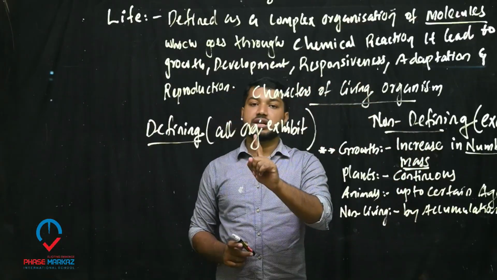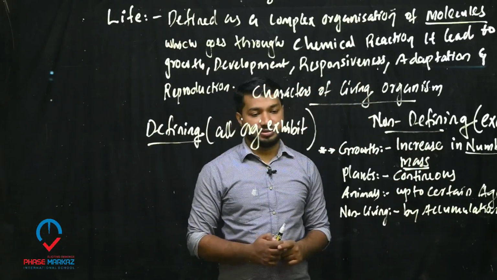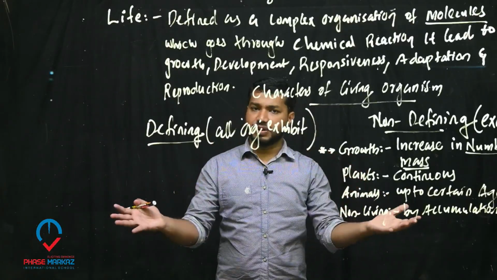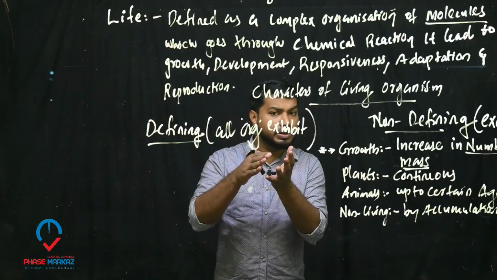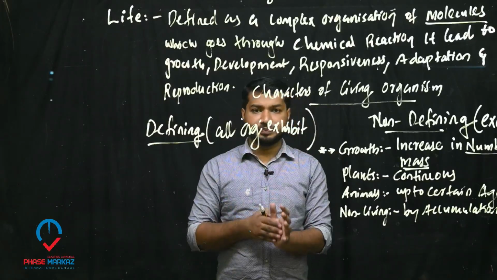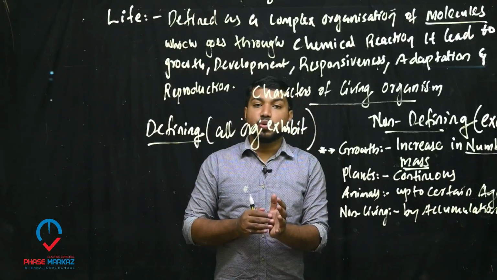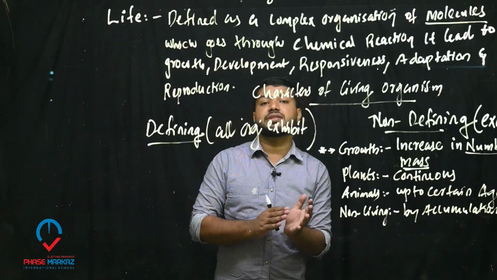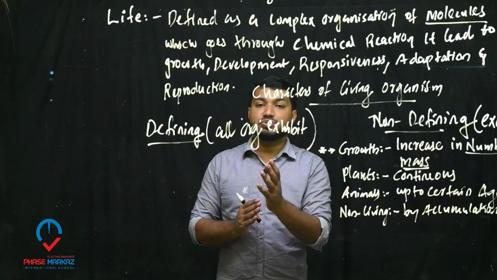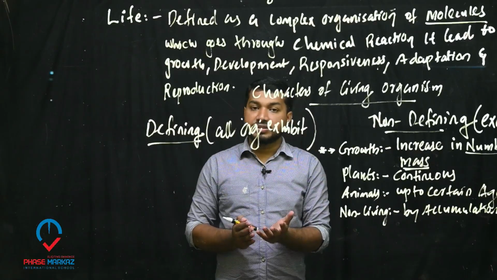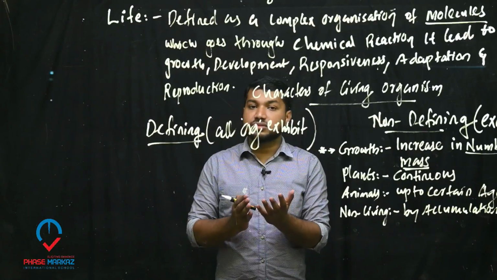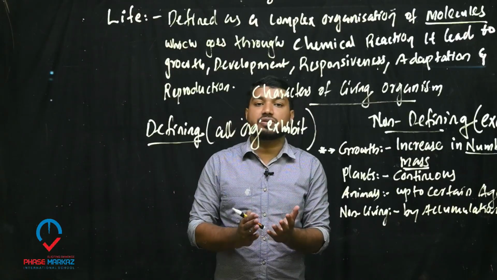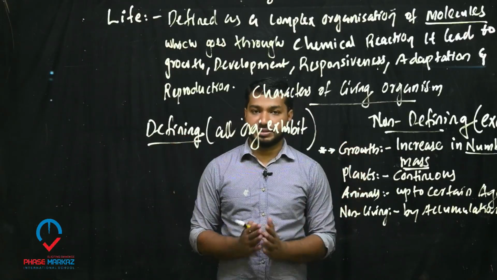That's very important for the NEET examination. We know the points, we know the 5 different characters, but the question will be asked in a different way. The question will be, why does growth come under the non-defining characters of living organisms? The answer is very simple, right? Non-living things also increase their mass by the accumulation of dust particles. That's your answer.